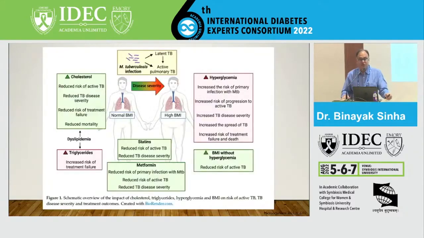So there are 2 things that are known to improve tuberculosis outcomes. Statins reduce the risk of active TB and reduce the TB severity. Metformin also reduces the risk of primary infection, risks of active TB, and also reduces TB severity. In fact, weight loss that is associated with metformin is also associated with an improvement in immune response, which in turn improves the outcomes of tuberculosis.